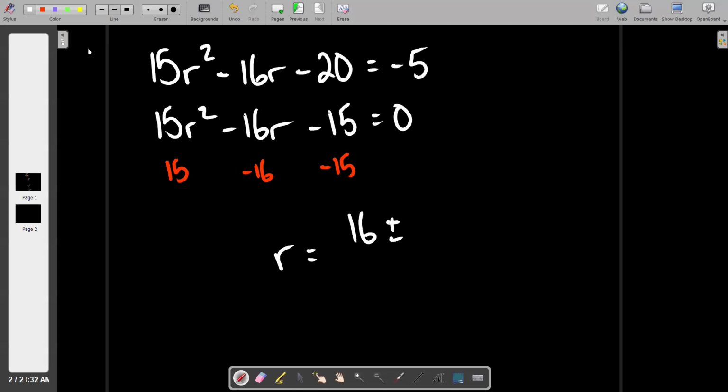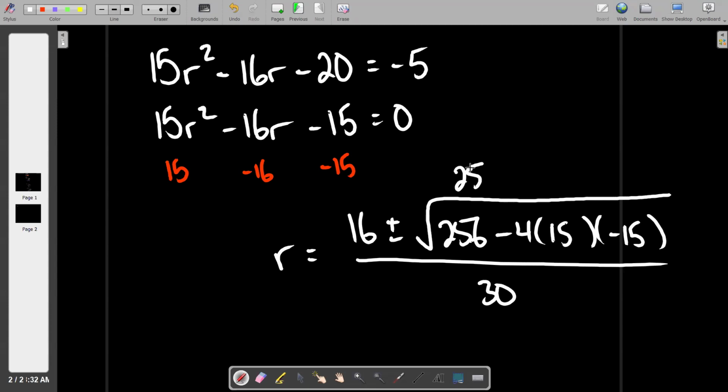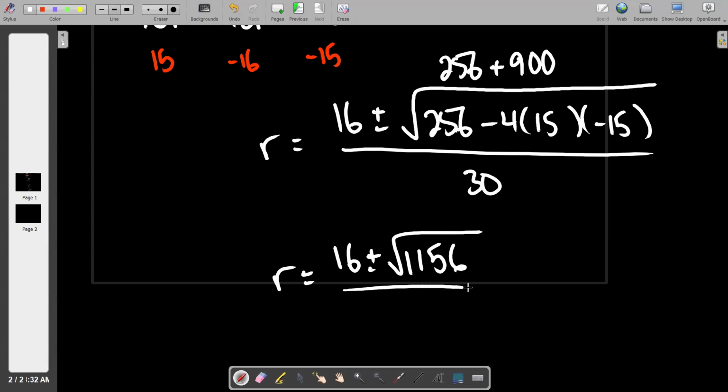So we have 16 plus or minus a big long square root sign. And inside of there, we're going to do 16 squared, which is 256. And then we're going to have minus 4 blank blank, and then that's all over 30. In your blanks, you're going to put a 15 and a negative 15. So you're going to wind up with 256 plus 600 plus 300, 900. So you're going to wind up with 16 plus or minus the square root of 1,156 all over 30.